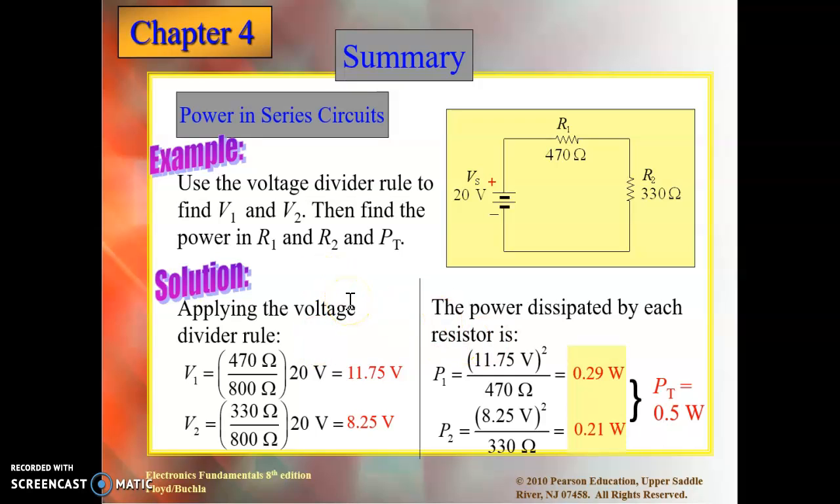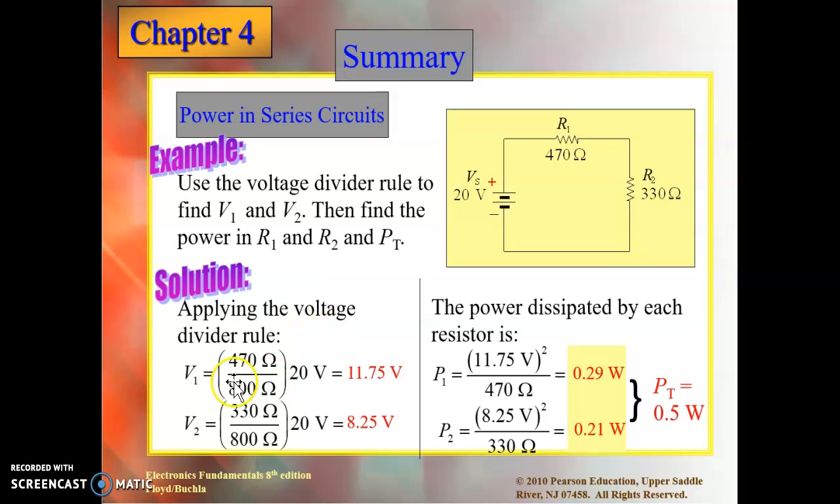Power in a series circuit is going to be the same as voltage. You are going to add P1 plus P2, and that should equal P source. So the power also adds up in a series circuit. For power in a series circuit, use the voltage divider rule to find V1 and V2, then find the power in R1 and R2, P1 and P2.